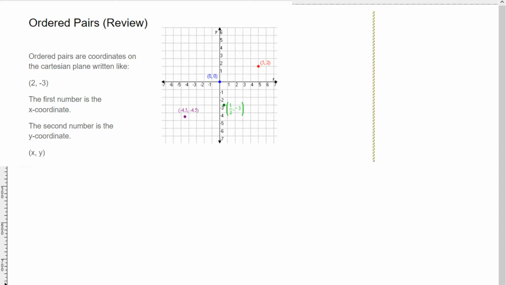So if we were to actually plot that, we would have x being 2, so we'd go to here, and y being -3, so we'd go down 1, 2, 3. So we'd be right there. That would be our coordinate that we made here, (2, -3). So you notice all these are written the same way. First one being the x, second one being the y.